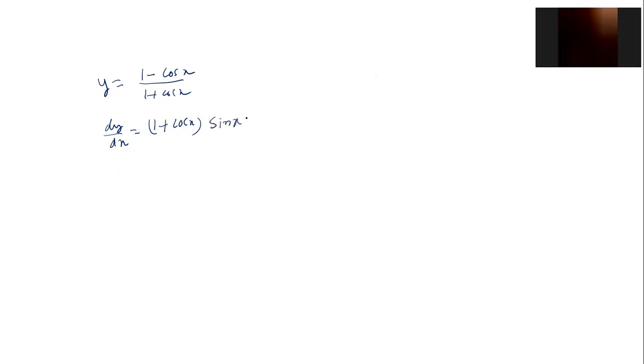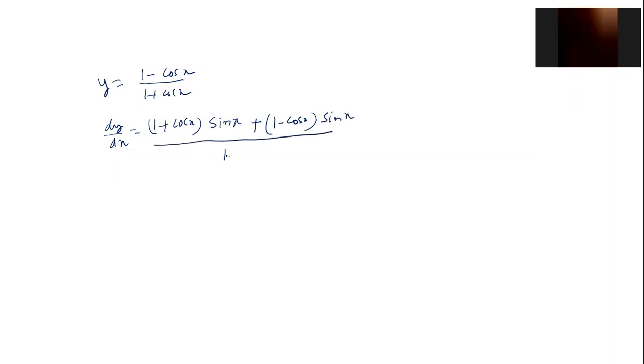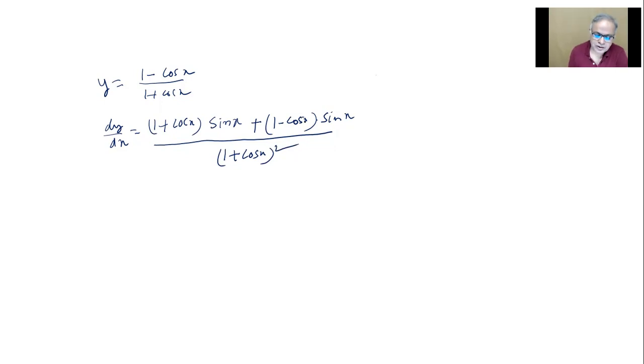Sin x. Then minus, tell me, Sridhar. Minus 1 minus cos x into minus sin x. So this minus becomes plus, right? Divided by 1 plus cos x squared. If you'd like to simplify it further, you can. Anyway, you people are doing trigonometry now in maths, I think. All right. And this is the third one.